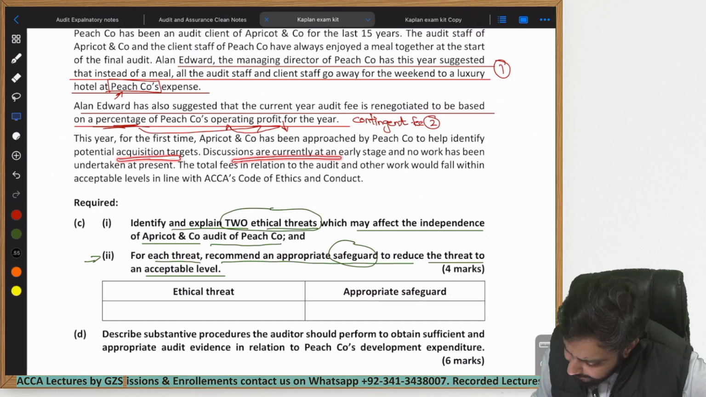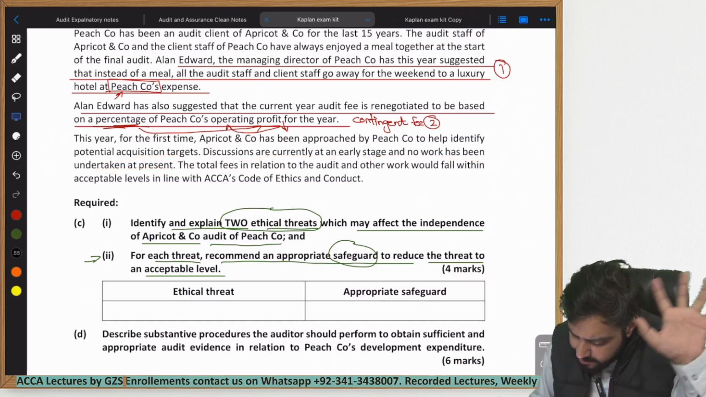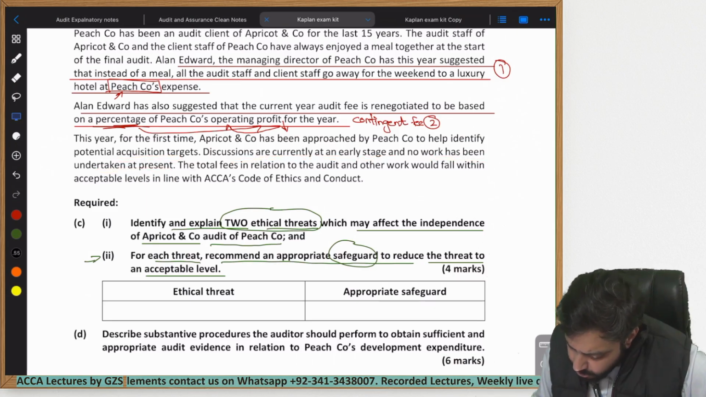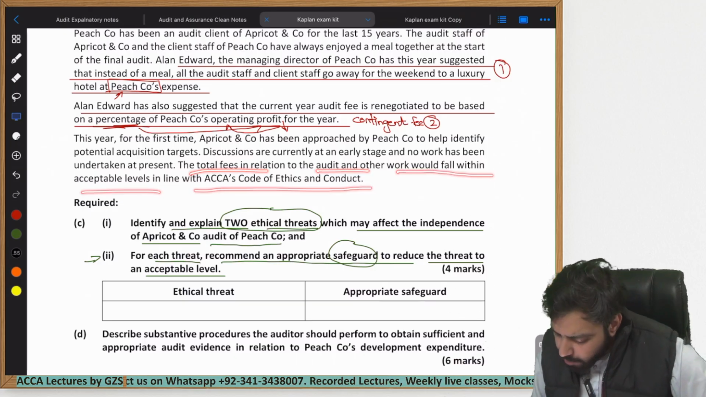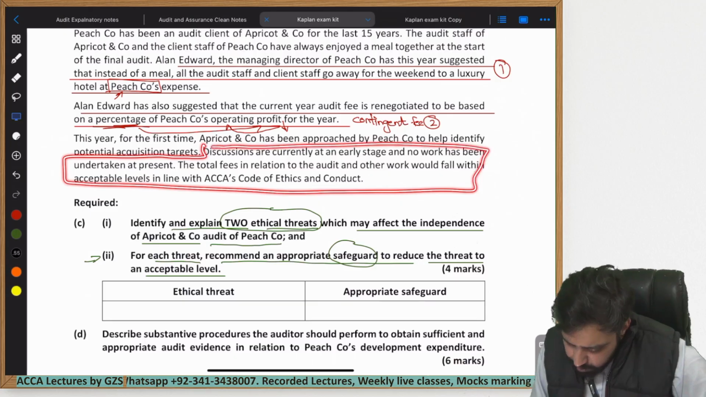Discussions are currently at an early stage and no work has been undertaken as yet by the audit firm. They haven't started any kind of work on it. The total fees in relation to the audit and other work would fall within acceptable levels in line with the ACCA's code of conduct. So basically, I wanted to come towards this last paragraph, right?